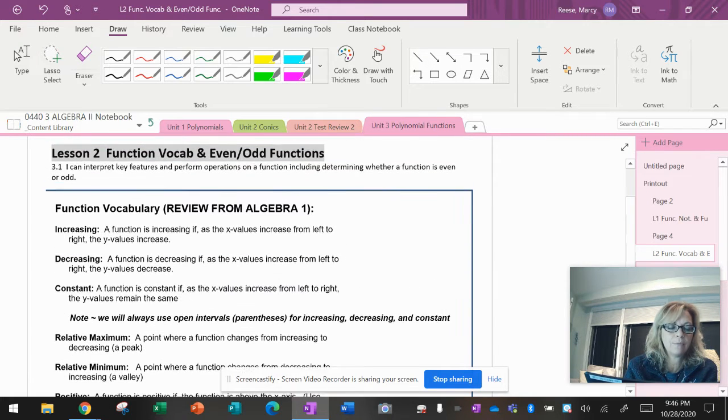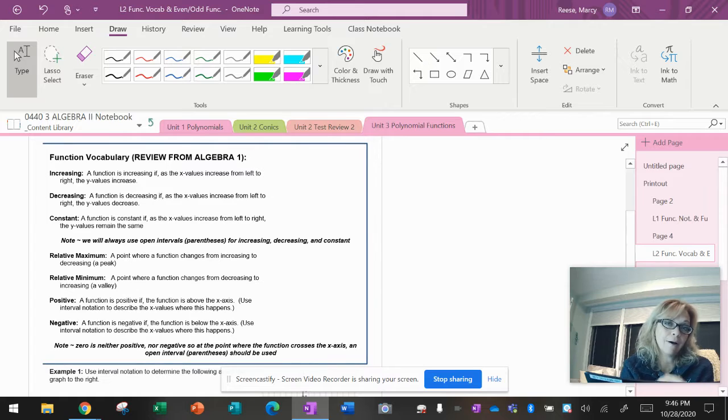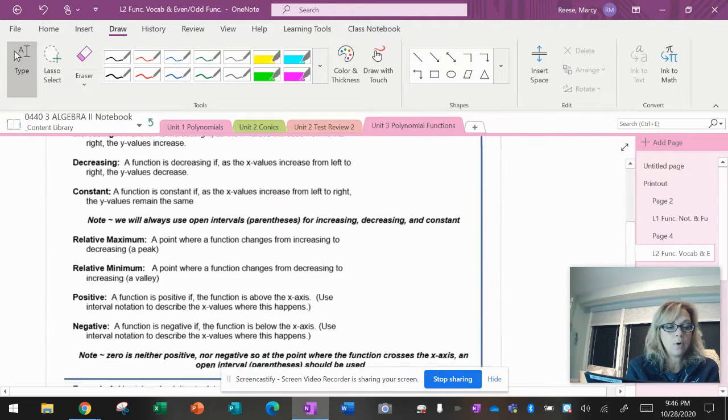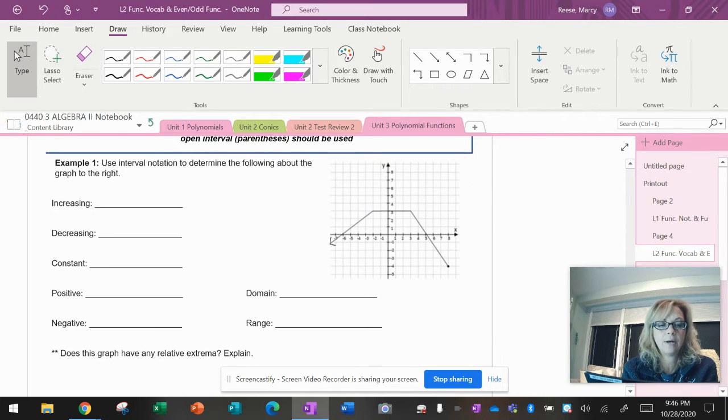This first part we'll kind of breeze through. I'm not reading all these to you. I'm sorry, folks, but you don't want me to do that. All this vocabulary is review from Algebra 1. I'm going to explain them as we evaluate this first example below. It says use interval notation to determine the following about the graph to the right.